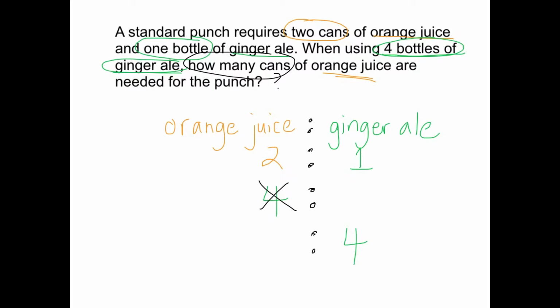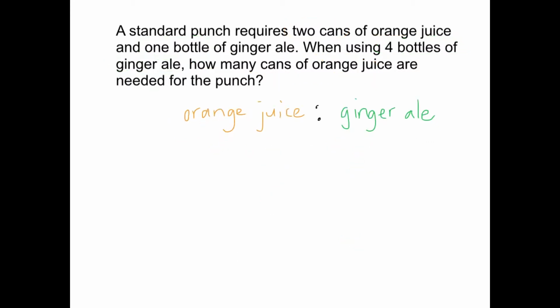What goes on the left side? Well, that's what we don't know. We don't know how many cans of orange juice we need if we have 4 bottles of ginger ale. So this is the information we need to find. So today we're going to look at one method of solving this using these ratios, although there are many different ways you can solve this problem.